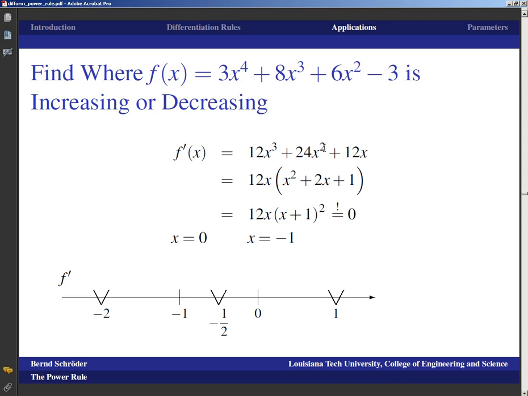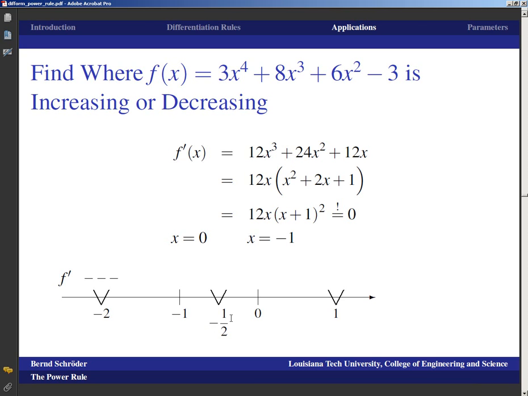And negative 2 squared is 4. Well, 4 times 24 is 96. So you end up with a negative 96, a positive 96, and negative 24. The derivative is negative at negative 2. And that means the derivative is negative on the whole interval from negative infinity to negative 1.